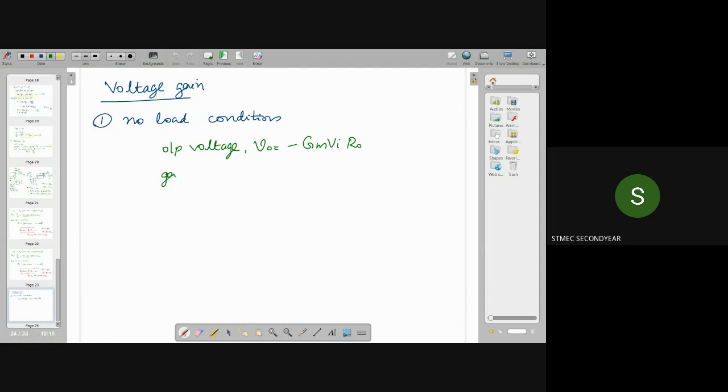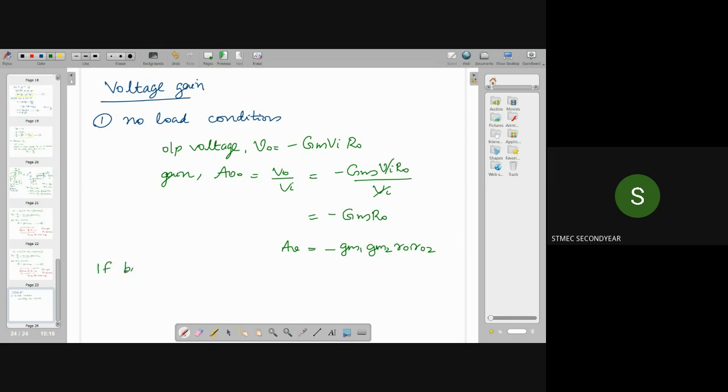So our voltage gain AV0 will be equal to what? V out by VI, that is minus GM into VI into R0 divided by VI. So this VI will get cancelled and we will obtain GM into R0. That will be the gain. And you can substitute here for GM and R0. So our GM is equal to small letter GM1 and our R0 is equal to GM2 into R01 into R02. Right. So our gain is equal to minus GM1 into GM2 into R01 into R02.